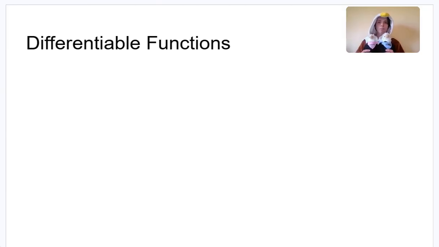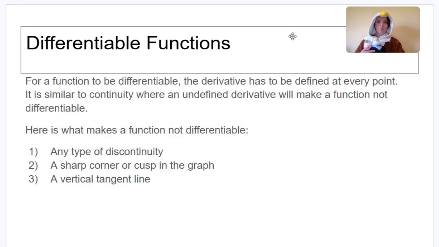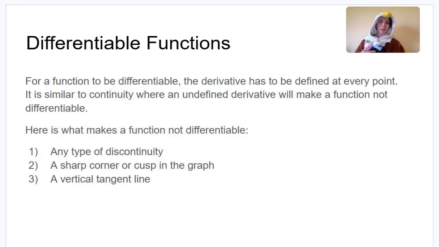Today we're going to be talking about what it means for a function to be differentiable. So we've talked about derivatives, and basically with a differentiable function, we want to be able to take a derivative of that function. Like the derivative has to exist. It's a lot like continuity. There's different types of reasons the derivative can't exist.